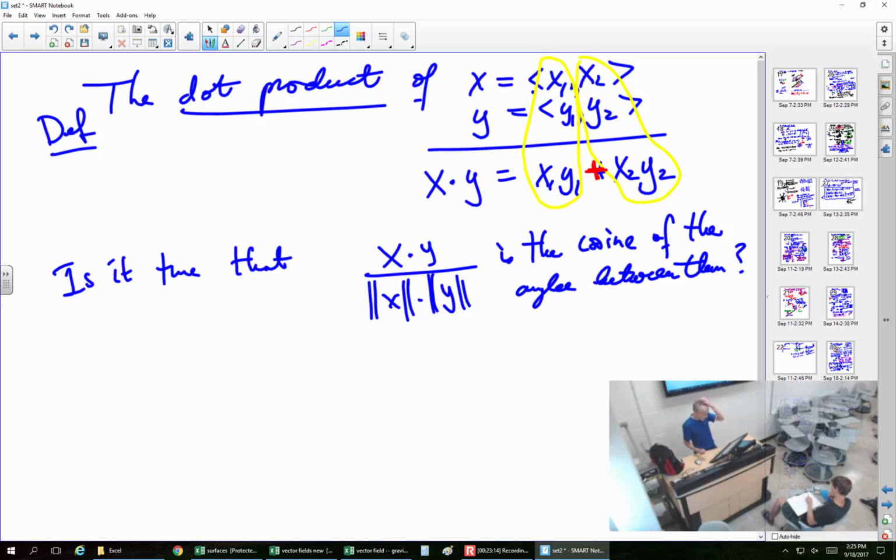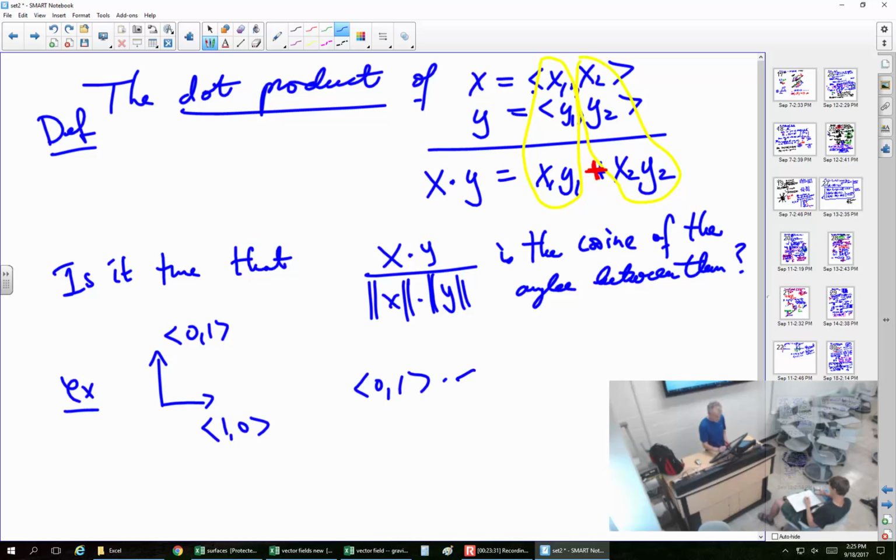Let's verify it at least on a couple of simple examples. Say the two basis vectors. This one is 1, 0. This one is 0, 1. What happens to the dot product? 0, 1 dot 1, 0, multiply component-wise. 0 times 1 plus 1 times 0 is equal to 0. And cosine of pi over 2 is 0. So yes. Okay, cosine of pi over 2.